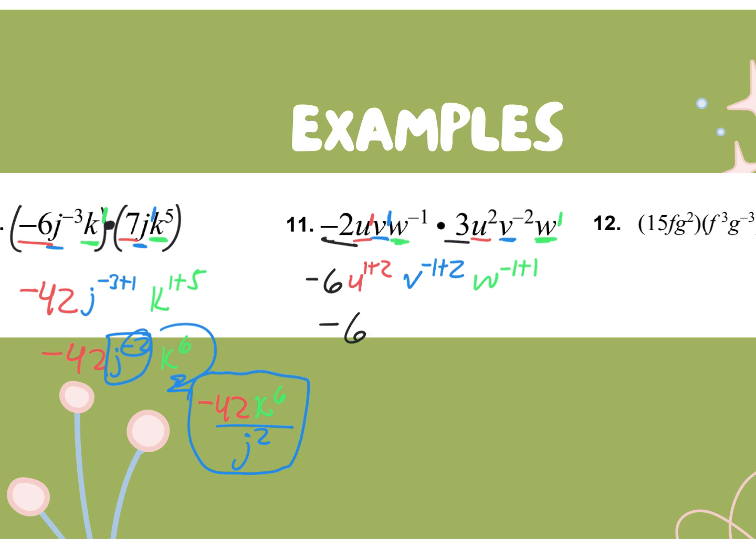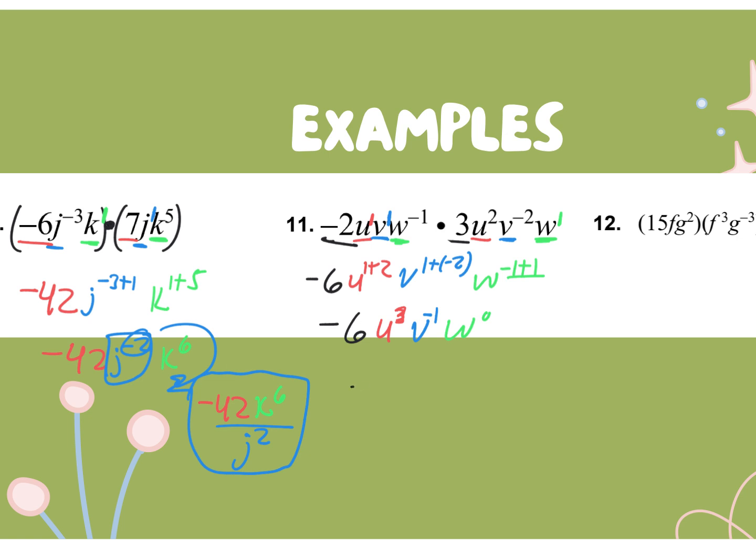All right, so it's going to be a negative 6. U to the 1 plus 2, that's going to get you a u to the 3rd. All right, and then v to the negative 1 plus 2, that's going to give me a v to the 1st, right? And then a w to the negative 1 plus 1, that's going to get me a w to the 0. All right, so, oh, I made a mistake. Sorry, this is going to become v to the 1 plus negative 2. Plus negative 2 is going to get you a negative 1. Yeah, sorry about that. But let's just keep going.